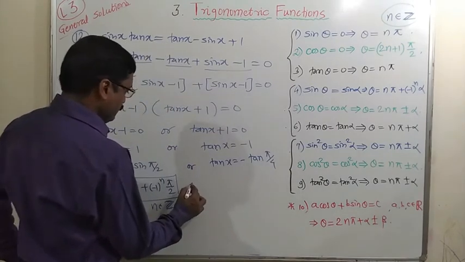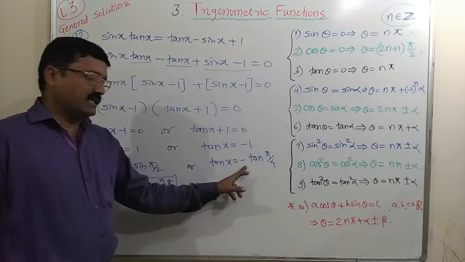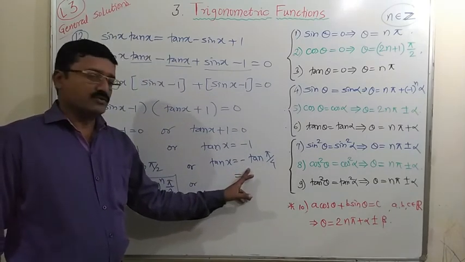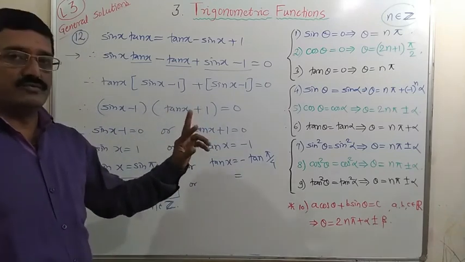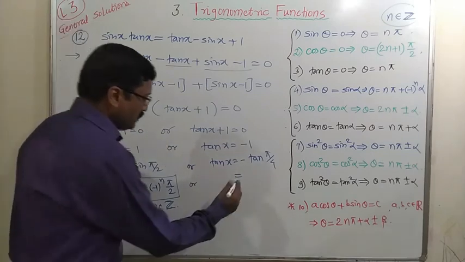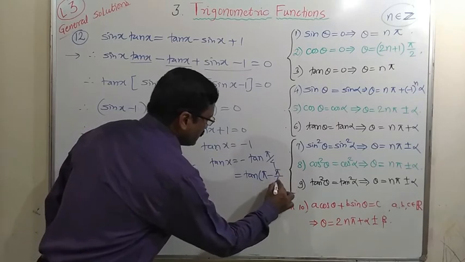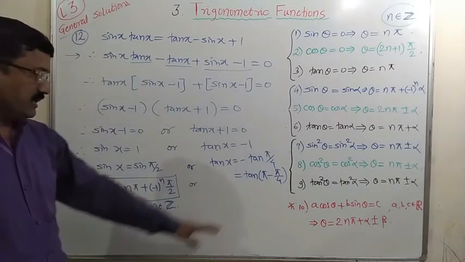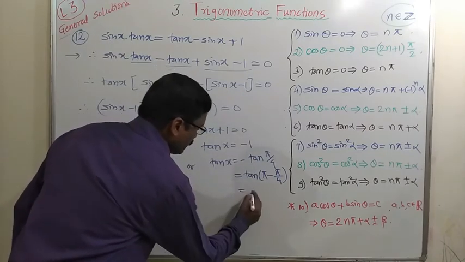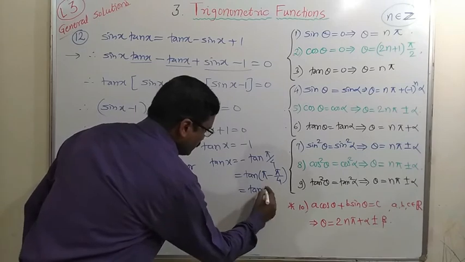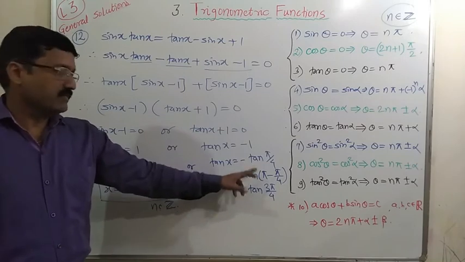Therefore we get here tan x equal to this. Now here the tangent ratio is negative. Tangent ratio is negative in either the second or fourth quadrant. So between those two we will choose the second, because the second is smaller. So second means tan of pi minus pi by 4. Second means pi minus. So tan of pi minus pi by 4 is equal to minus tan pi by 4, and it is equal to tan of 3 pi by 4. So tan 3 pi by 4 is equal to minus tan pi by 4.